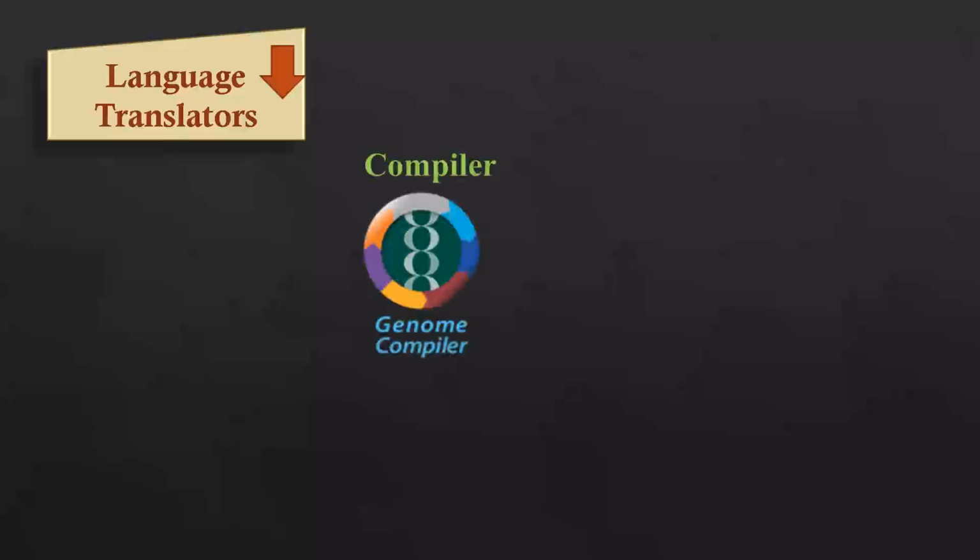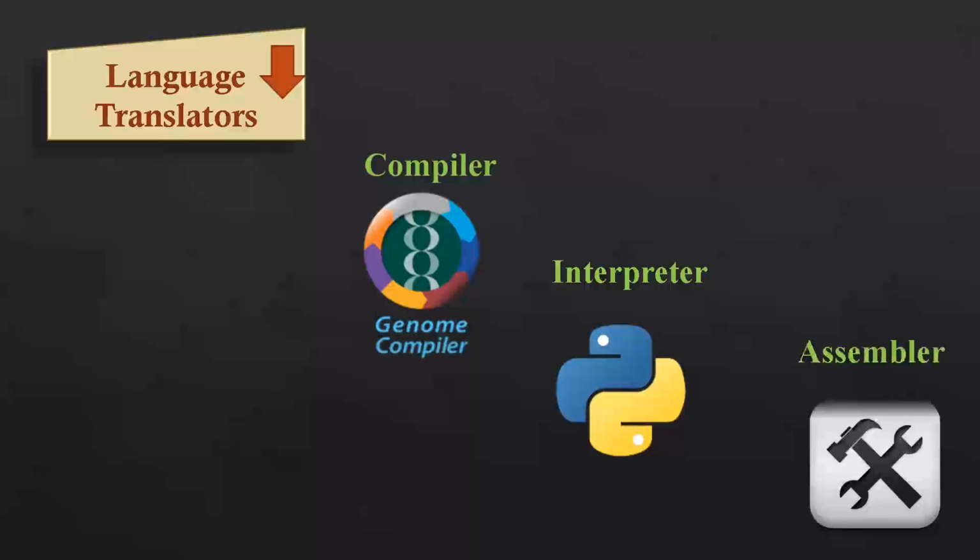A language translator is an important aspect in order to help software work. It is used to convert one level of language to another level of language. It further has three parts. These are the compiler, the interpreter, and the assembler.